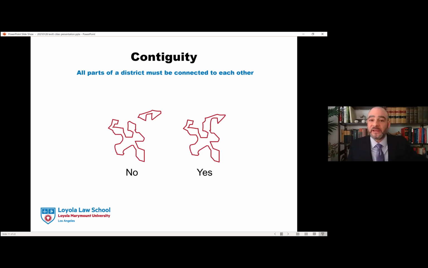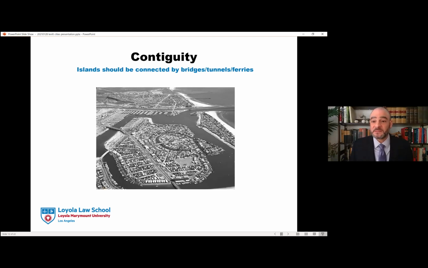Aside from equal population, aside from race and ethnicity, there are rules about contiguity. All parts of a district have to be connected to each other. You can't have one piece strung out separate and unconnected from the rest of the district. Water does weird things. So here in Naples and Long Beach, there's a part of the district that's not connected to anything else other than by a bridge or a tunnel or a ferry. That's fine, but make sure that you connect the dots, that you connect these otherwise disconnected places with bridges or tunnels or ferries if you've got a waterway.